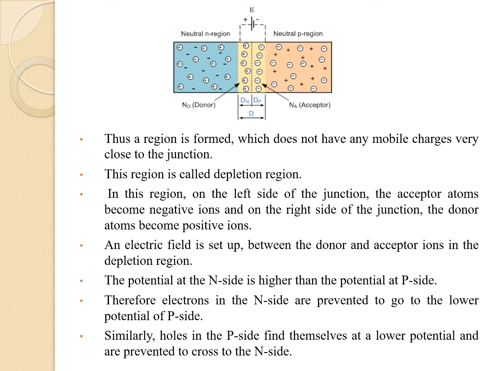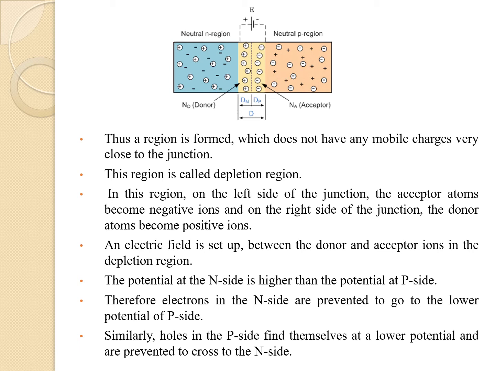When the carriers migrate from one region into the other, they leave behind ions of opposite polarity. For example, when an electron migrates across the junction from the N region to the P region, it leaves behind an atom having a deficiency of one electron and it becomes a positive ion. Similarly, when a hole migrates from the P region to the N region, an atom in the P region becomes a negative ion. Such created ions are immobile in nature.